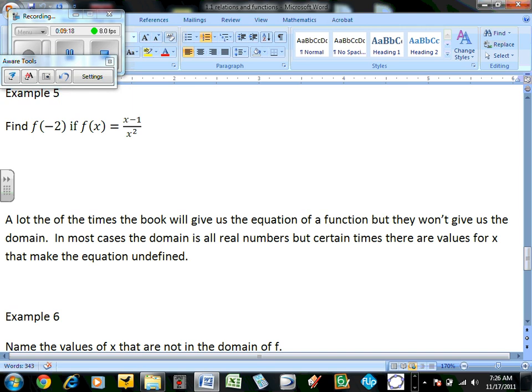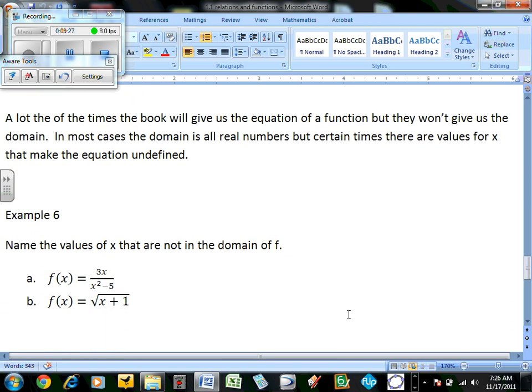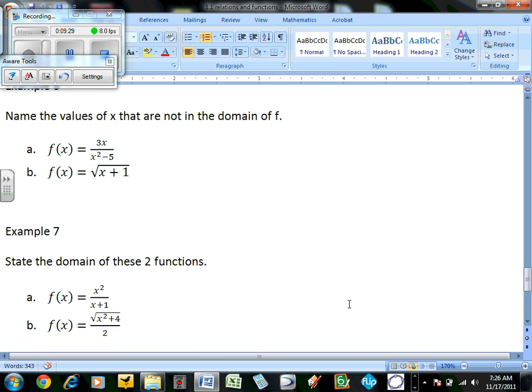Okay, a lot of times we'll be given the equation of a function, but they won't give us the domain. In most cases, the domain is all real numbers, but there's certain times where the x values make the equation undefined. So if we make the equation undefined, it can't be in our domain of our graph. It can't be an x value. And how we make our equation undefined is, you guys know that you can't ever in a million years divide by 0. All right? We can't divide by 0.